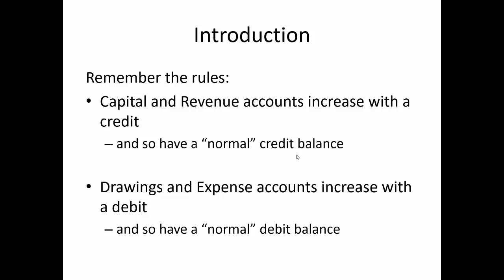So, remembering just a few rules: the capital and revenue accounts, which help the value of the business, increase with a credit, on the credit side of the T account. And so they would normally have a credit balance. Drawings and expenses, on the other hand, decrease the value of the business, which is a little bit counterintuitive. As they add up over time, remember we talked about those expenses adding up, we do that with a debit to those accounts. And so we would normally expect to see a debit balance on those accounts.